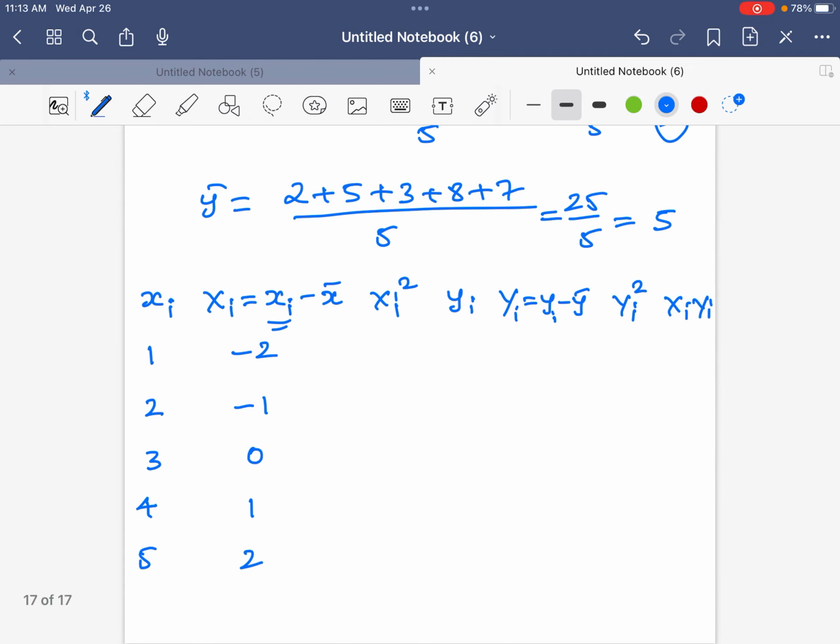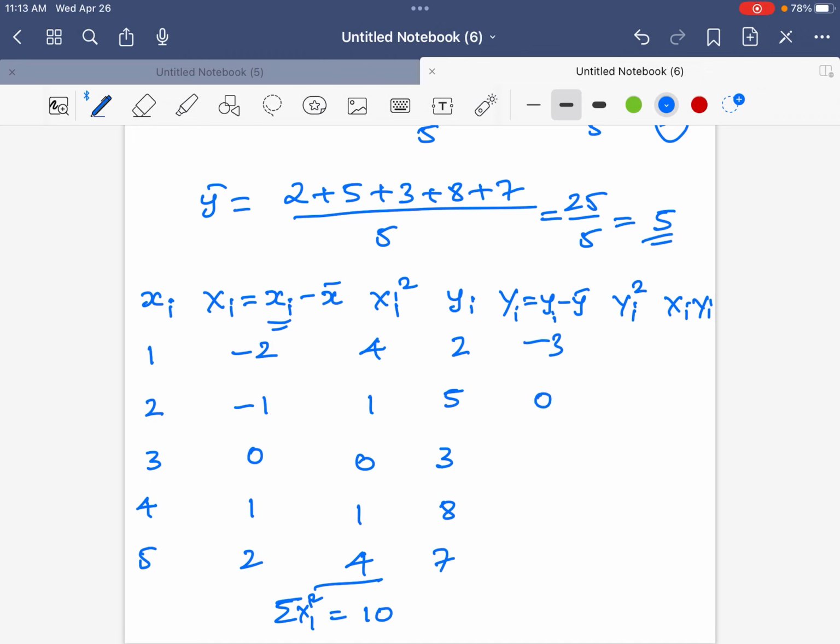Next, each value of this x which we got now will be squared. It will be 4, 1, 0, 1, 4. And we need the sum of this also. Therefore, when I add these values, it is going to be 10. In the same way, y values, which are given in the question, are 2, 5, 3, 8, 7. Now each value of y will be subtracted from 5.